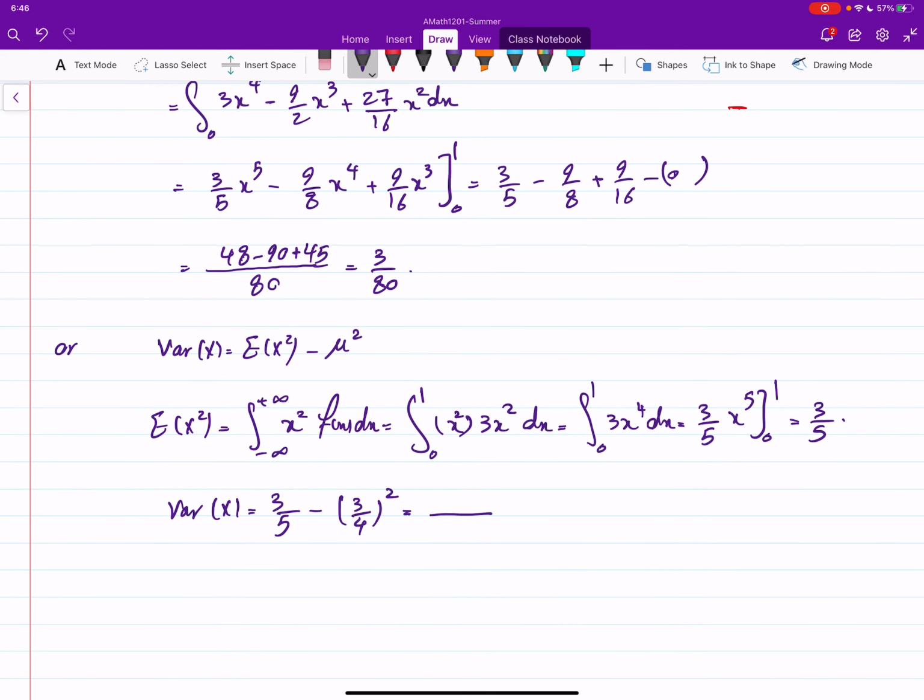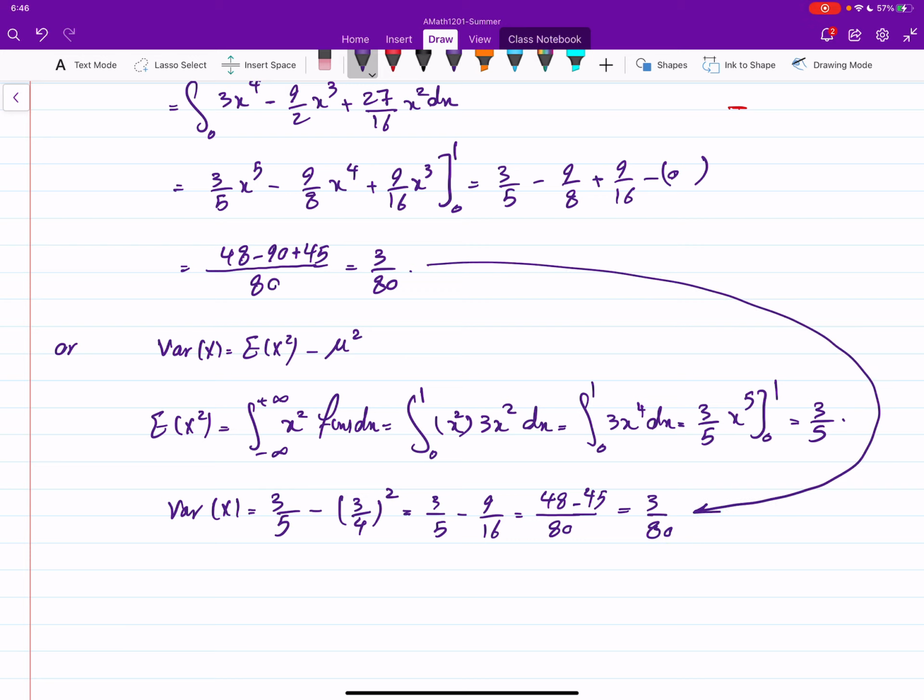That will give me 3 over 5 minus 9 over 16. Again, the common denominator is 80. This is 48 minus 45, which is 3 over 80. And you see that this is exactly equal to the previous result. So whichever of these you use, you should get the same value. Okay.